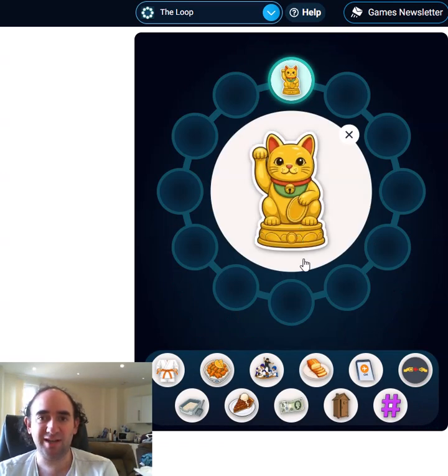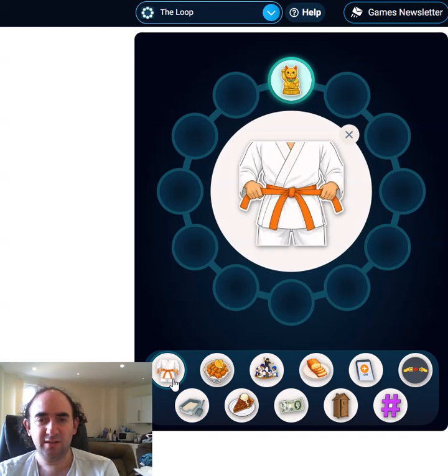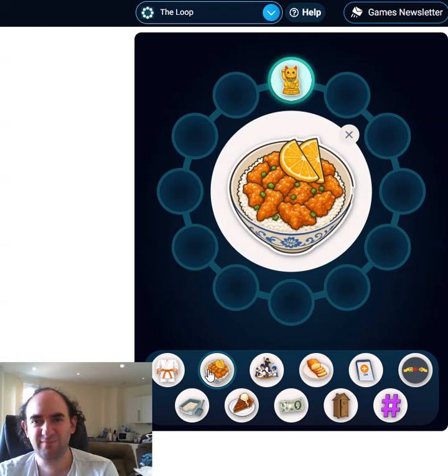Now we've got a cat. I think it's a waving cat, isn't it? As the first picture. I feel like this is something you see in maybe Chinese restaurants. Is it a good luck charm? Not sure. That's an orange belt in karate. I mean, this is some kind of food. It's got rice on the bottom. It could be a Chinese dish, and therefore it's going to go next to the cat. I don't know.